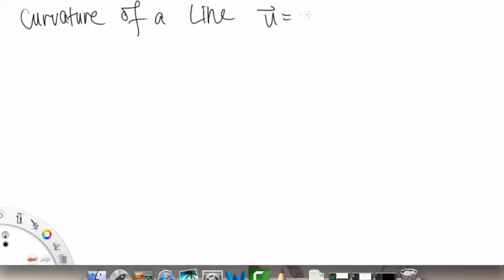Let's do an example of measuring curvature, which I alluded to earlier in the video. Let's see what the curvature of a line is. I'll give you a line. Let's say we have u equal to (a, b, c). That's our direction vector. Let's say we just have a general line. I'm not going to give any specific numbers because this will hold true for all lines.